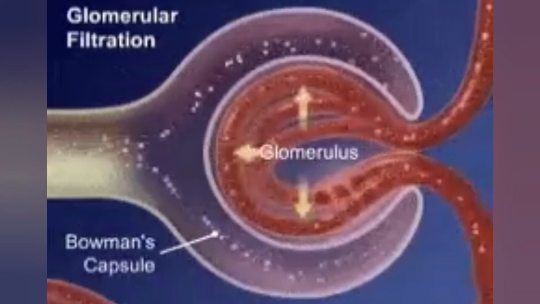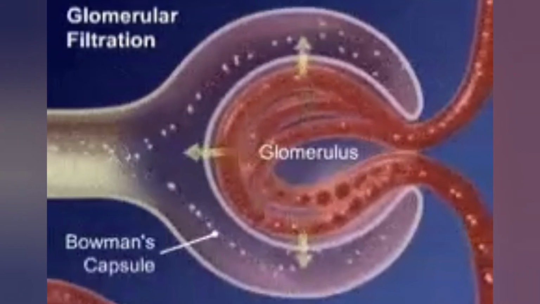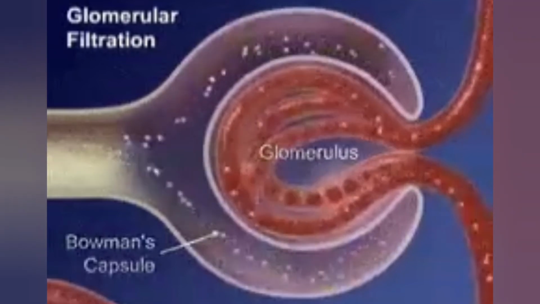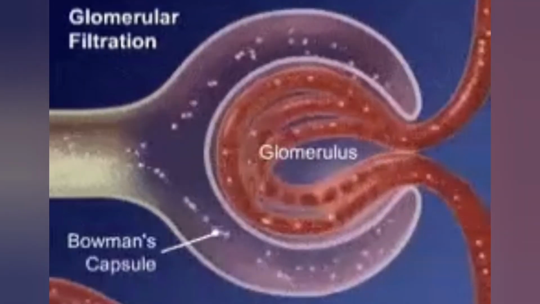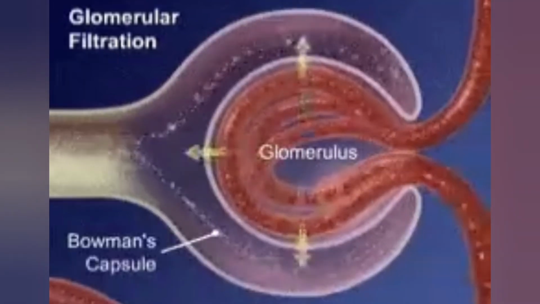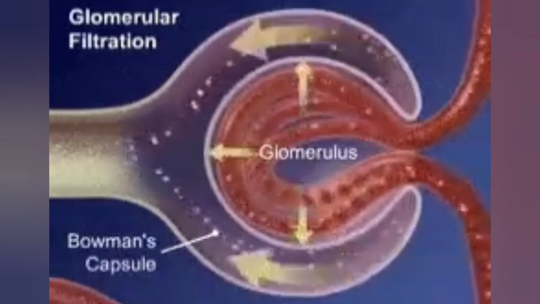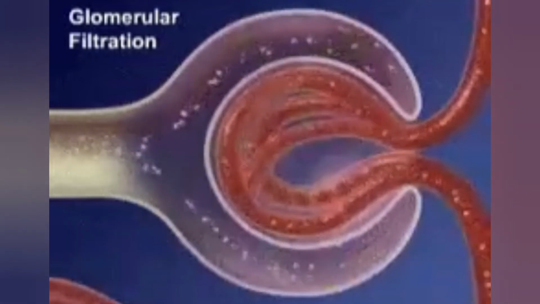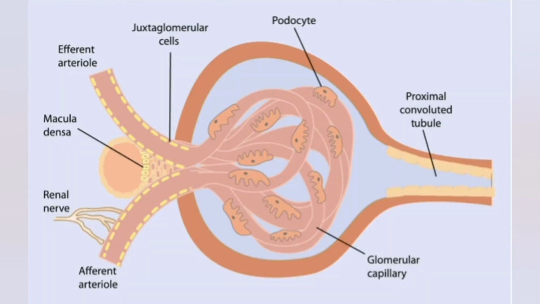Next comes the Bowman's capsule, which is also known as the glomerular capsule. It is a double-walled cup-like structure that surrounds the glomerulus. The outer parietal wall is composed of flattened squamous epithelial cells, and the inner visceral wall is composed of a special type of less flattened cells known as podocytes.